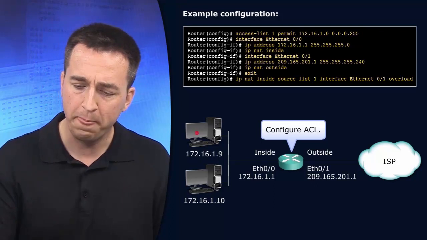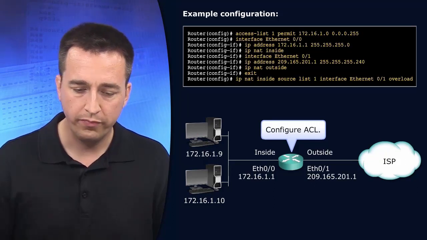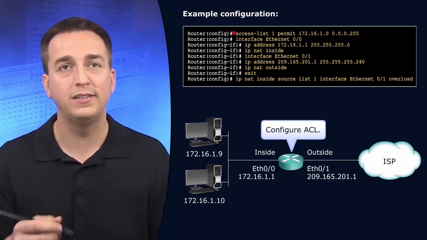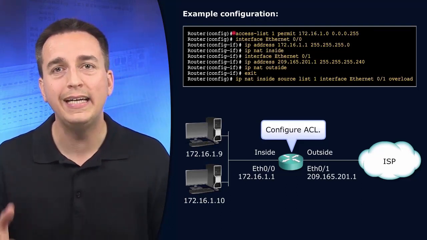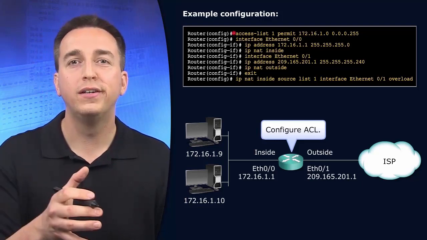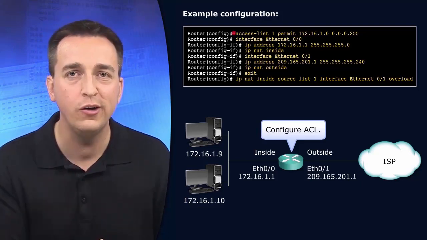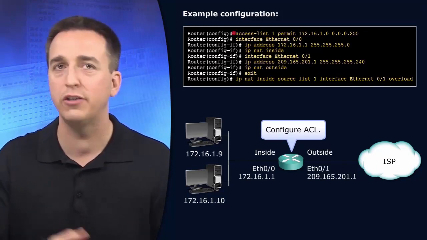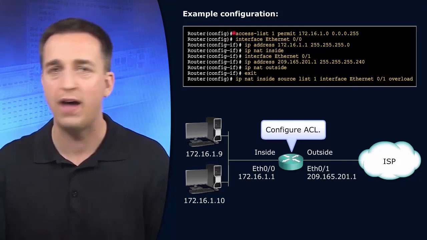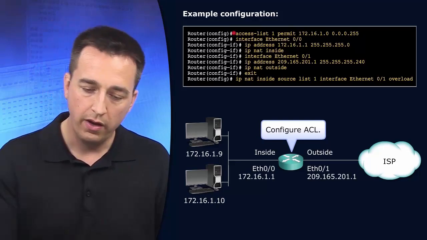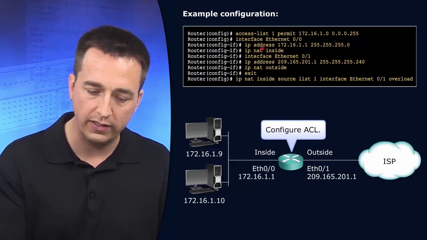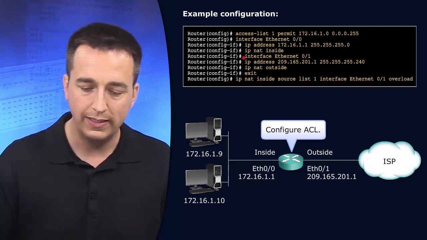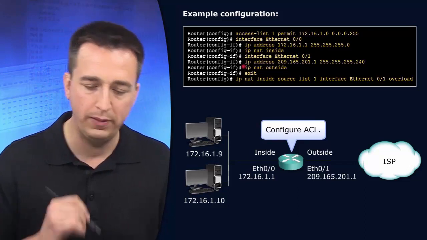So if we look here at our configuration now, a lot of it's the same. We have an access control list that's defining the internal private IP addresses in the organization that can be translated: 172.16.1.0 through 172.16.1.255. There's our private range. Our internal interface, interface Ethernet 0/0, IP NAT inside. Interface 0/1, IP NAT outside.